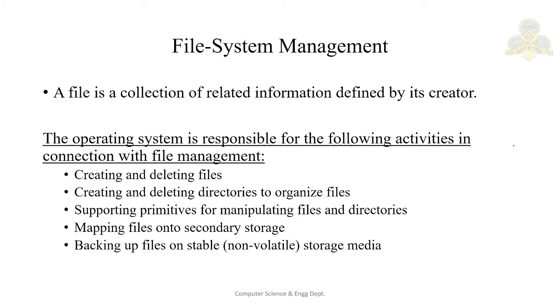Each medium is controlled by a device such as your tape drive or disk drive, and it also has its own unique characteristics, right? These properties include the access speed, capacity, data transfer rate, and the access method, whether it's sequential access or random access. First in that we'll see the file. We have seen the definition of file. Commonly the files represent programs, that is your source and object programs in object form, and data. Data files can be numeric, alphabetic, alphanumeric, or binary files, right?